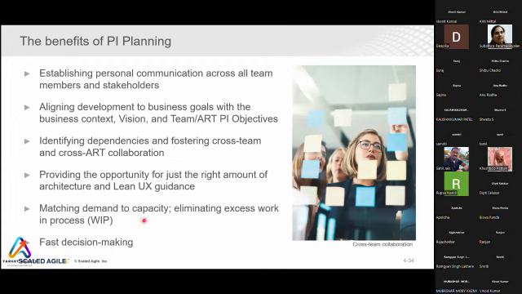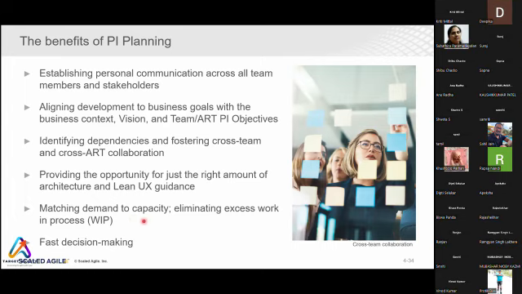Matching demand to capacity. PI planning is the opportunity where you can see what is your demand and how much is your capacity. Are you able to match the demand to capacity? And eliminate the excess work in process, which is WIP. Work in process is nothing but the WIP. It's a big topic, but I am just touching it here.